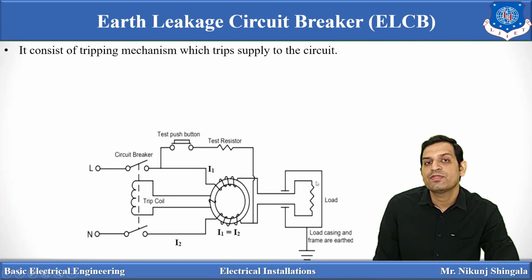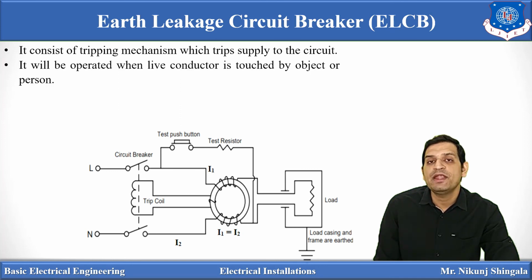Now if some fault occurs, then current will flow from the load to the external body, and that current is nothing but the leakage current. So how does it work, let us understand. It consists of a tripping mechanism which trips the supply to the circuit. It will be operated when a live conductor is touched by an object or person. So when some person or object touches this load, some amount of current will start to flow from the load to the body of the person.